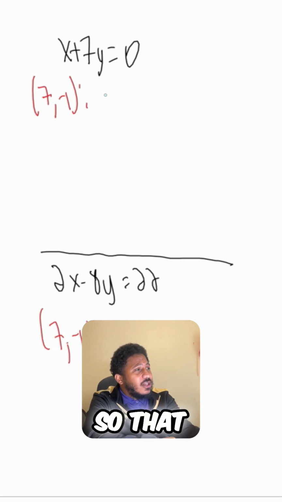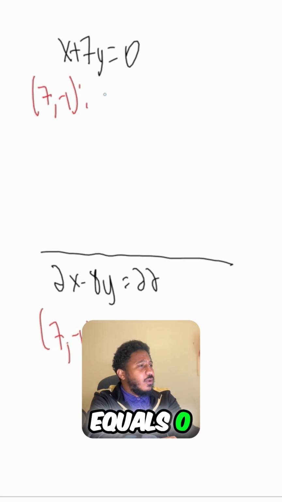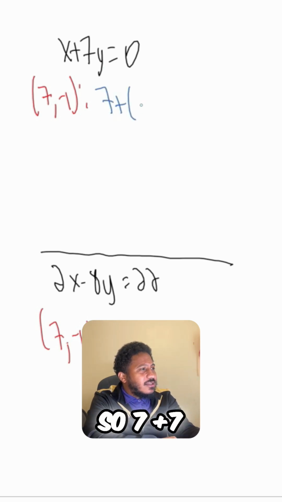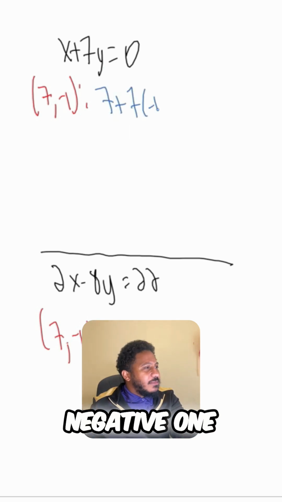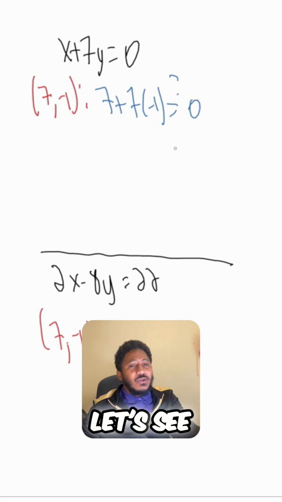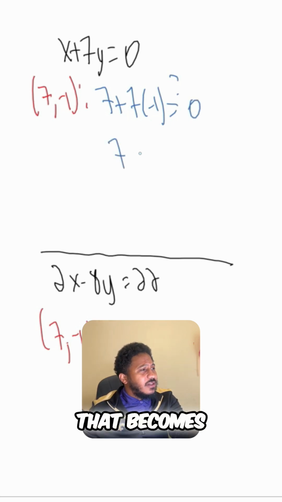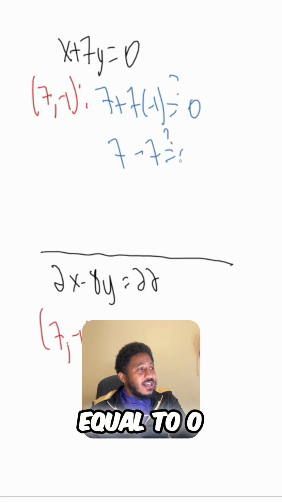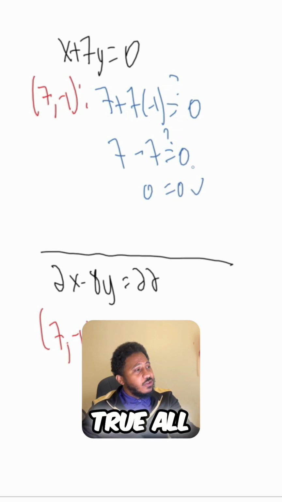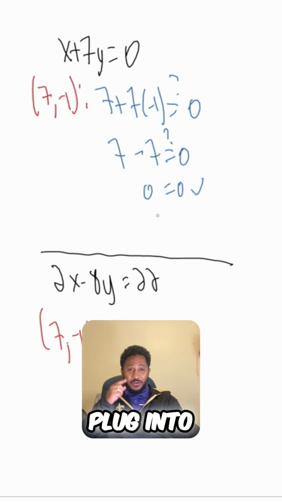Okay, if I plug in, so that would be x plus 7y equals 0. So 7 plus 7 times negative 1, is that equal to 0? Let's see. Is it a true statement? 7, that becomes minus 7. Is that equal to 0? Yep, 0 equals 0. That's been true all my life. Okay, that one checks. Plug into both equations.